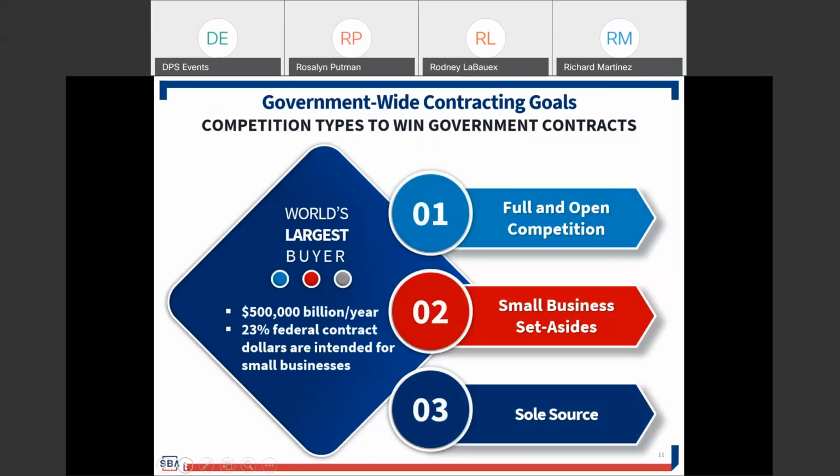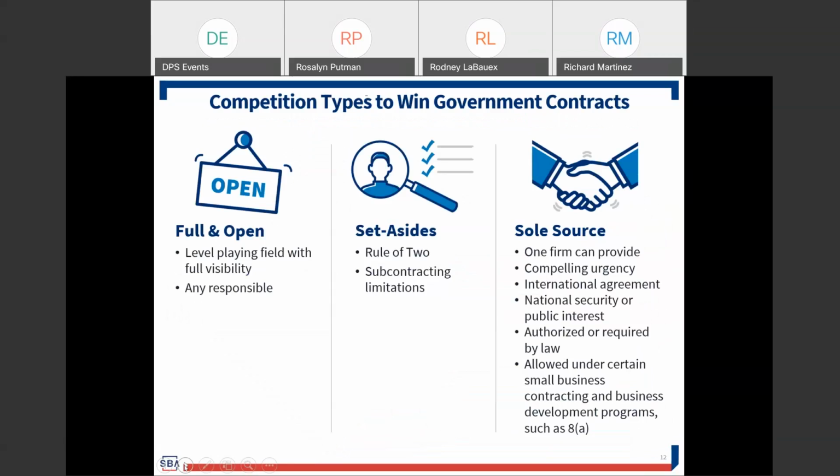And there are various contracts. The first contract is considered full and open competition. That's where everybody can compete, large and small. Then there are your small business set-aside contracts. And then there is sole source. Under full and open, again, it is a playing field for everyone, large and small businesses. Set-asides have the rule of 2: they'll look for at least 2 small businesses for that particular procurement. Of course, there are subcontracting limitations. And then there's sole source.